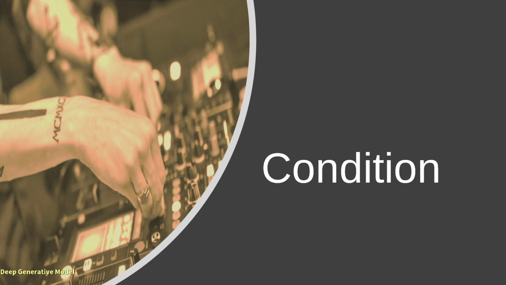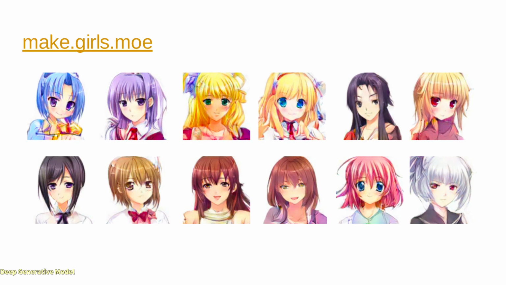So let's talk about the conditional GAN. One example I've used a lot back then is Make Girls Moe. The reason to use this website is that it's very straightforward for introducing what the conditional GAN is. On this website, you can change the hair color, hairstyle, eye color, or maybe the whole style of these anime girl images. So this is what the conditional GAN is. Not only can you generate a certain type of image, but you can also give a condition to control how the image is going to be generated.